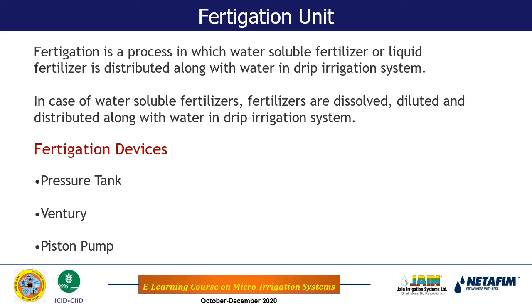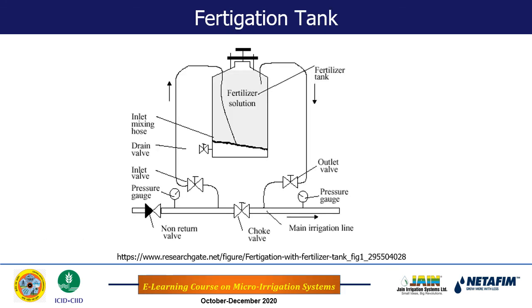But the important and popular ones are the pressure tank, venturi and piston pump. Here I have described the fertigation tank. Now you can see this is the flow diagram of the fertigation tank. In the case of the fertigation tank, this is a cylindrical, epoxy coated, pressurized metal tank, resistant to the system's pressure and connected as a bypass to the supply pipe of the head control or control head.